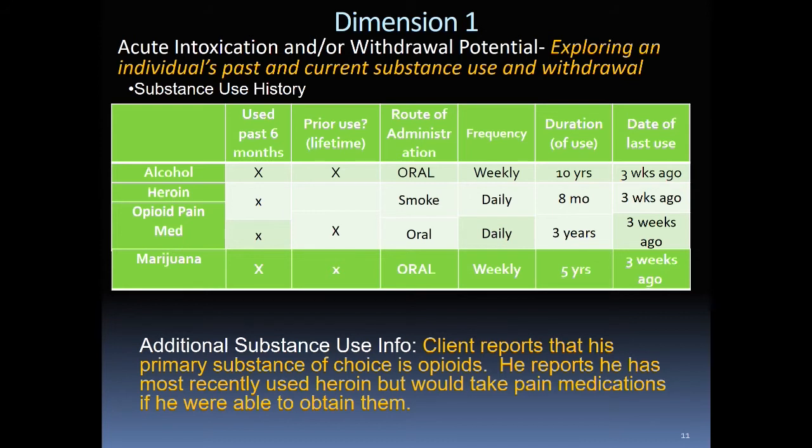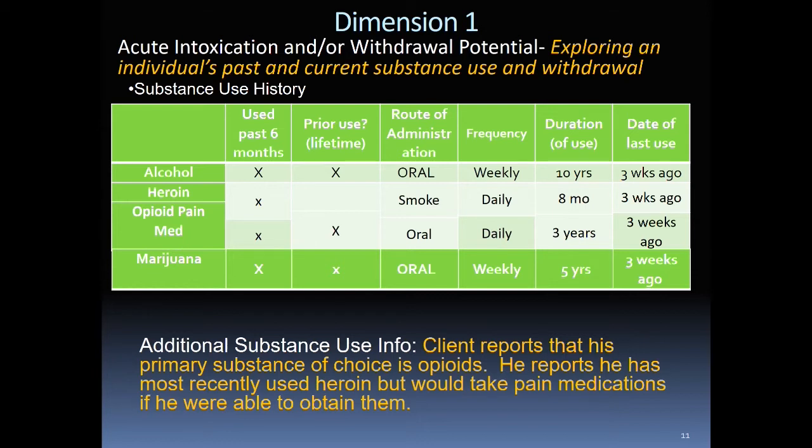You have the route of administration, the frequency, duration of use, and date of last use, which this information is very important to get an accurate idea of where Mr. John Doe stands regarding his alcohol and other drug use. So right here, looking at this slide, Mr. Doe's primary substance would be heroin. The frequency was daily for an 8-month period, and his date of last use was 3 weeks ago.